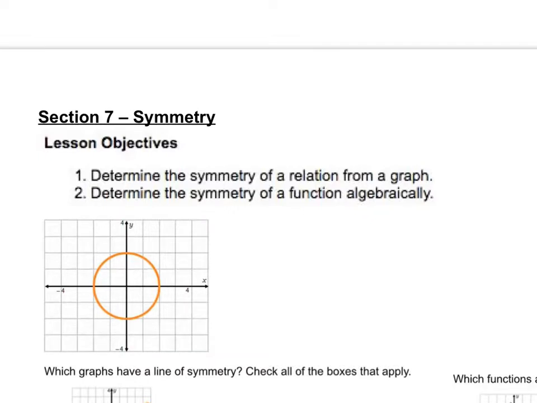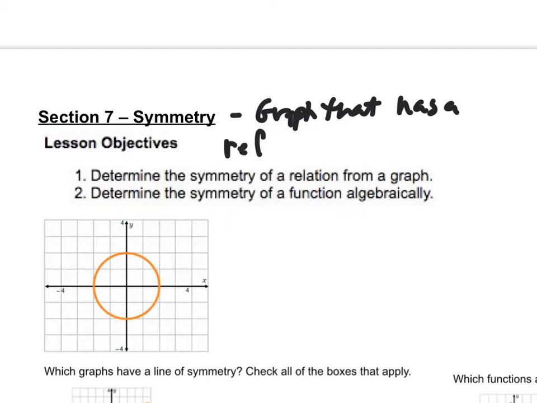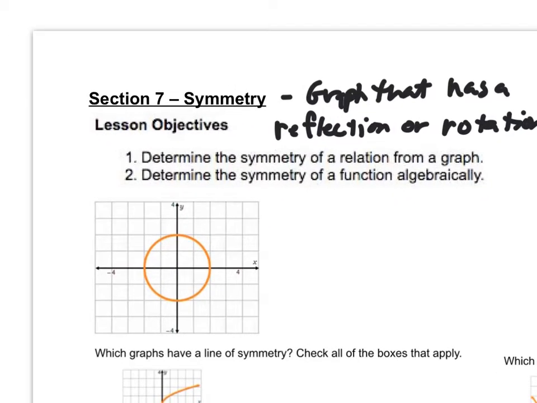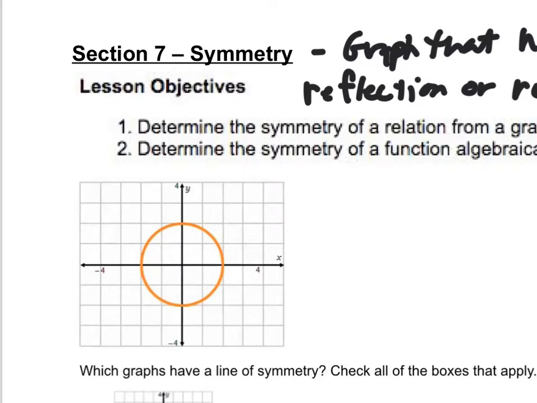Symmetry can be thought of as having a graph that has a reflection or rotation. What we'd like to do is look at a very simple example of a circle. This is a circle of radius 2.